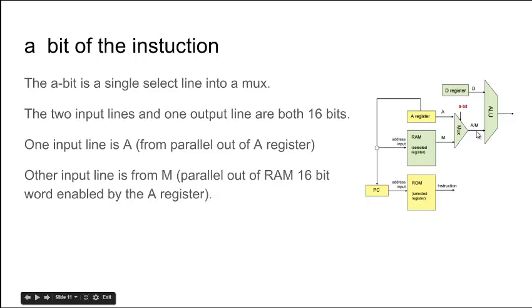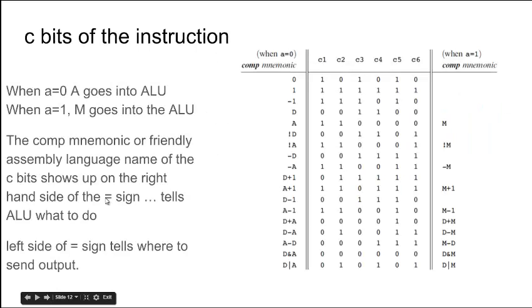The MUX then feeds this into part of the arithmetic logic unit, and then the D register's contents are fed into the arithmetic logic unit. So the A bit's basically selecting between A and M coming in. The C bits, well, if A is a 0, it's basically saying A is going to go into the arithmetic logic unit. That means A is treated as a constant. If A is a 1, then M is going to go into the arithmetic logic unit. M is that RAM location's contents.